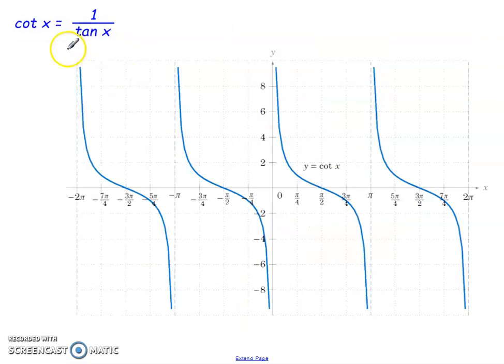Our third one is cotan of x, which in this case is the equivalent of 1 over tan x. Now the graph of cotan x looks something like this. So again with this one, we've got vertical asymptotes which occur, this time every single pi, but we have no horizontal asymptotes for this one.